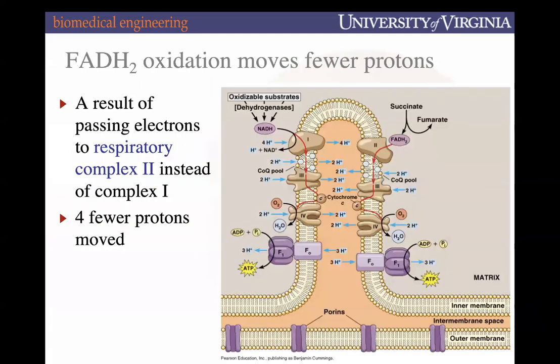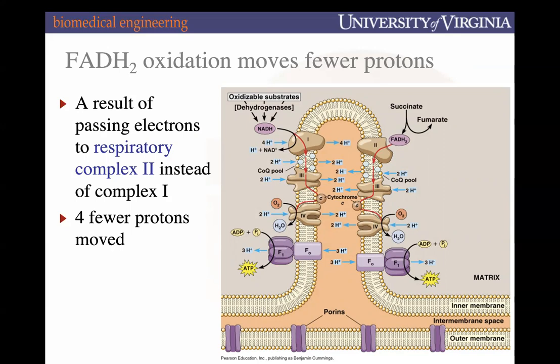And so for those of you who are riveted and following along with everything, we've talked about complex 1, complex 3, and complex 4. I'm sure you're wondering, where is complex 2? Complex 2 is a different protein complex that's able to use FADH or FADH2. The other protein complexes are 1, 3, and 4, or at least I should say complex 1 is able to interact with NADH. Complex 2 interacts with FADH2.